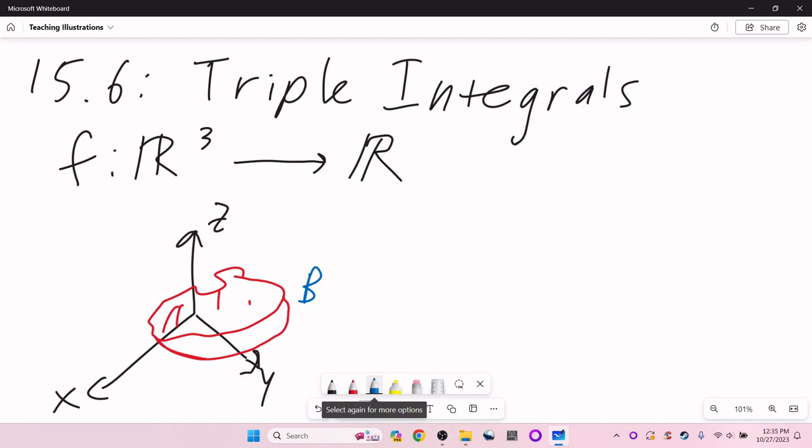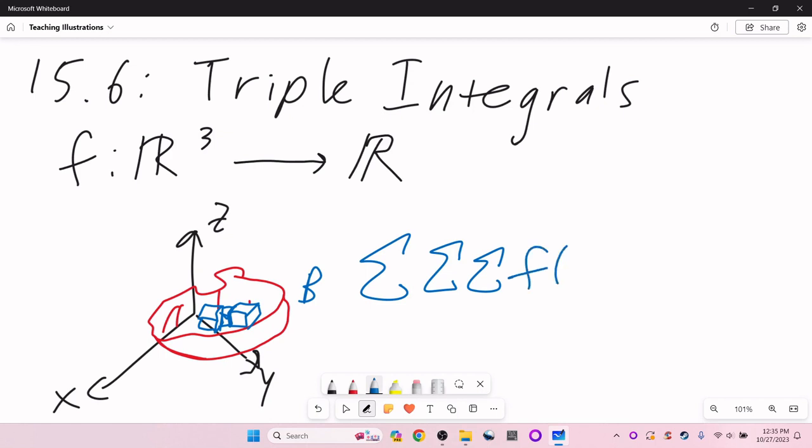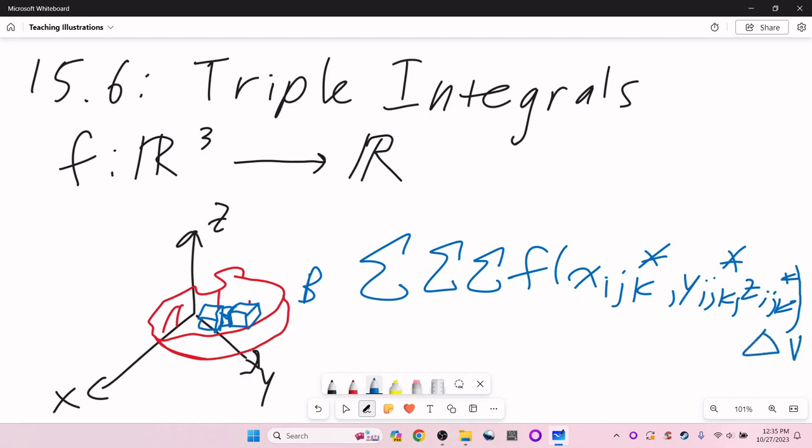Now, you would do the same thing that we did before. We would divide it up into a bunch of little boxes, and so on. We partition the whole thing so that everything is in at least one box. And then we would do a triple sum where we would sample from each of these boxes. We would take a point in each box. We would sample whatever it is. Maybe it's temperature, maybe it's charge, or it could be density if we were just trying to get mass, times the volume of each box.